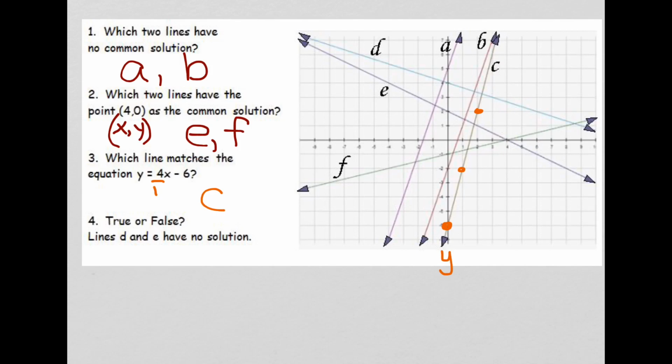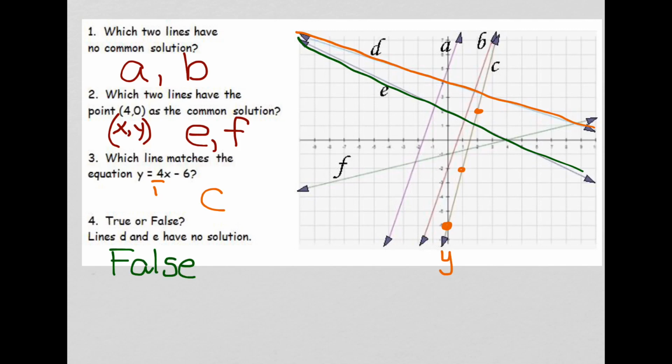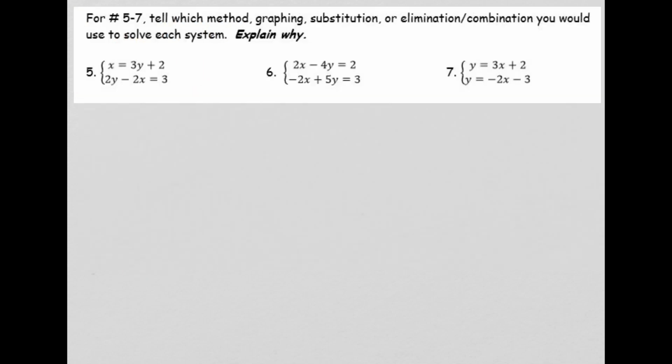True or false, lines D and E have no solution. Here's D, I'll highlight that one, and then here's E. Right now on my picture, they don't cross, but they're also not parallel. Clearly, if I could zoom out a little bit, they would intersect eventually. So that's false. They do have a solution. They will eventually cross, like, right there. So just because you don't see the intersection doesn't mean it doesn't exist. The only way they don't have a common solution is if they're parallel, like lines C and D.